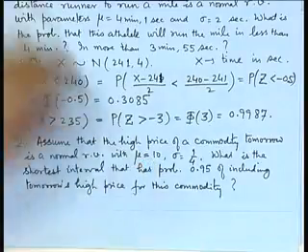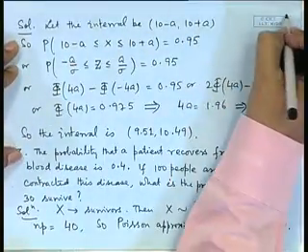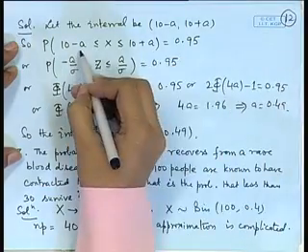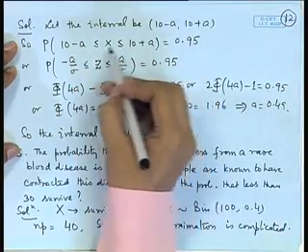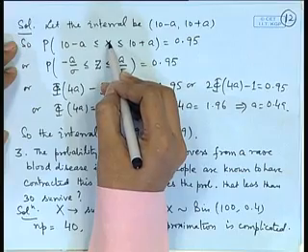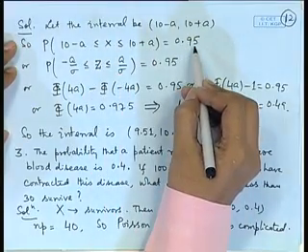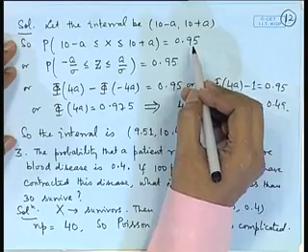So, since the mean is 10, we can consider the interval of the form 10 minus a to 10 plus a. We want the value of a such that the probability of x lying in the interval 10 minus a to 10 plus a is 0.95.